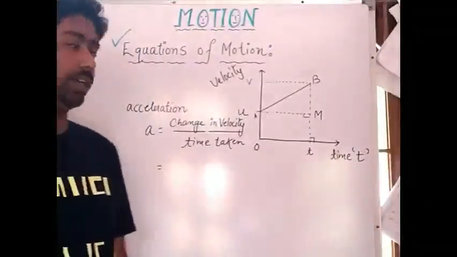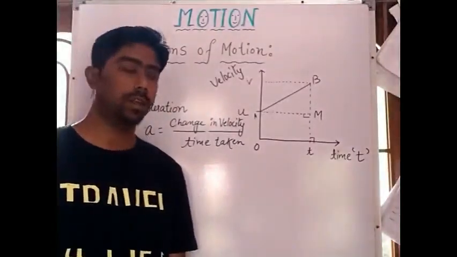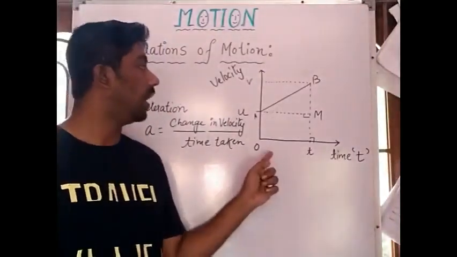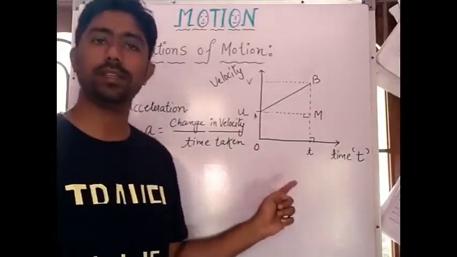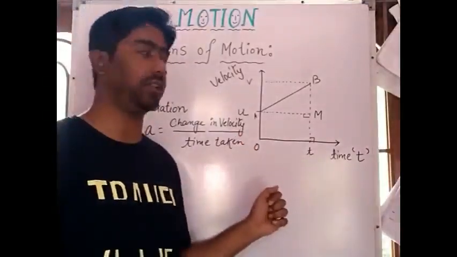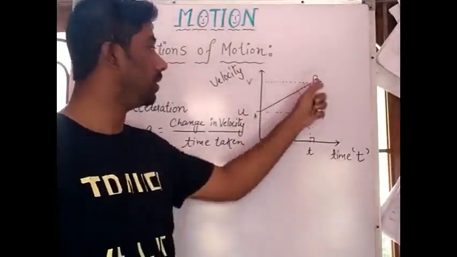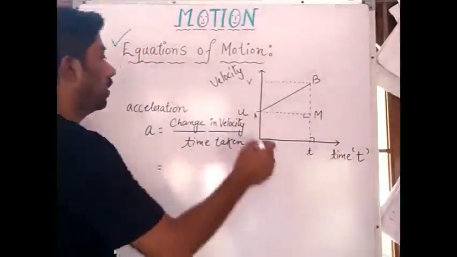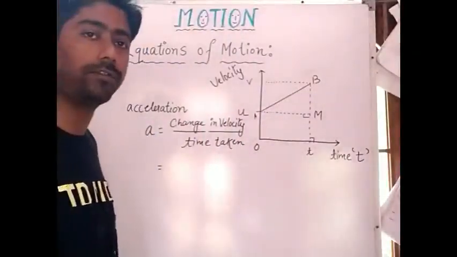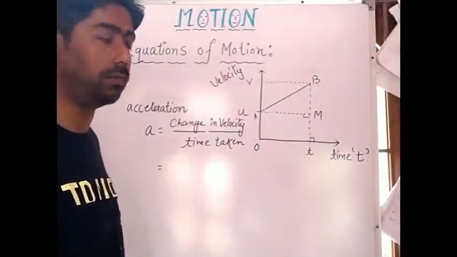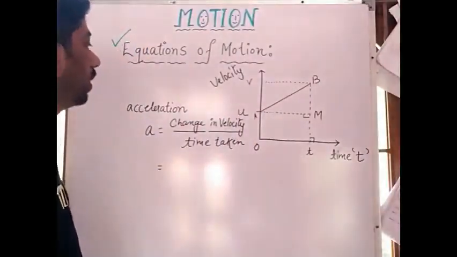Let's derive the equations of motion now. So here you can see I have drawn a velocity time graph. And what is the case? The case is for uniform acceleration. How will you know? Since the graph from A to B is a straight line. Velocity time graph for uniform acceleration is always a straight line.